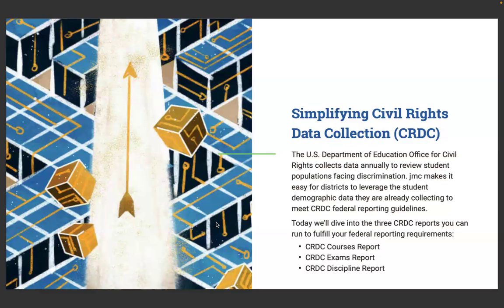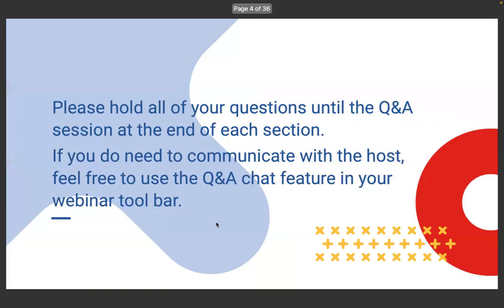We have 3 reports currently for CRDC. The CRDC courses report, that is the main one that people look for. I don't know a ton about CRDC reporting, but I do know that's the big one. If you want, we added 2 other ones, I think 2 years ago, which is the CRDC exams report and the CRDC discipline report. They all work similarly. If you can run one, you can run them all, but let's get right into it.